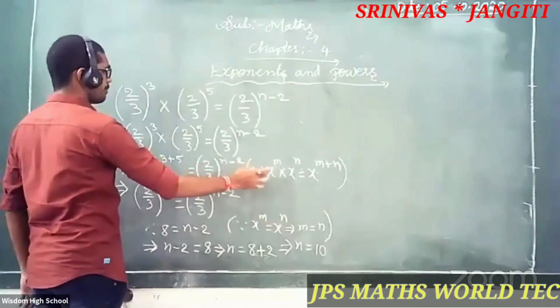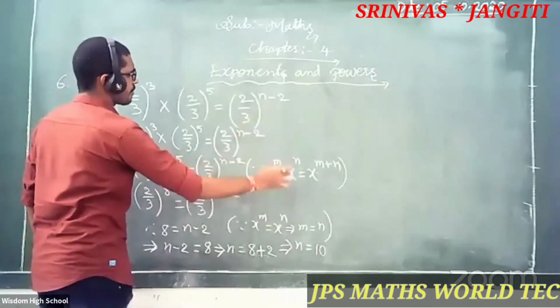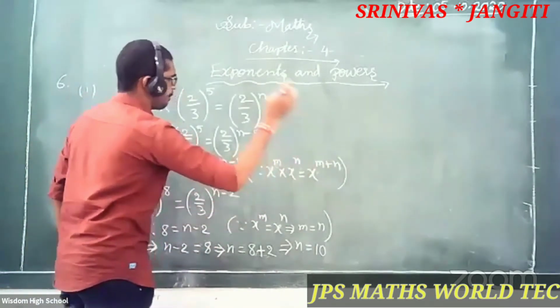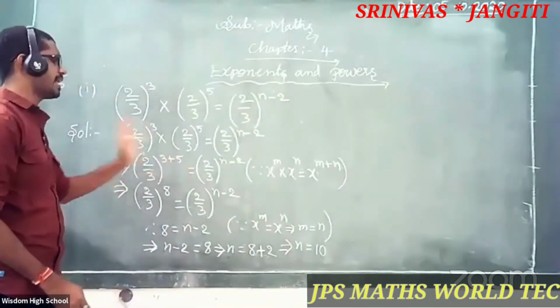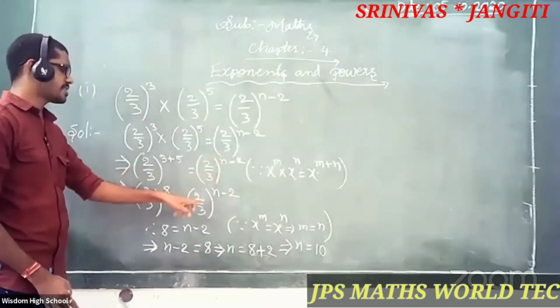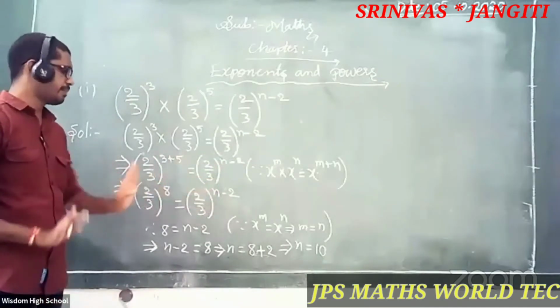Yes, because x^m × x^n is equal to x^(m+n). That's why 3 plus 5. So what is here? 3 plus 5 is 8. Then the right side is (2/3) to the power of n minus 2, the same.